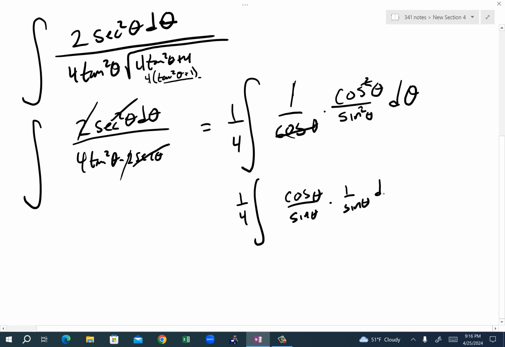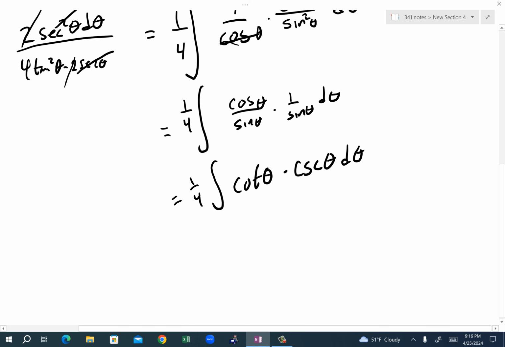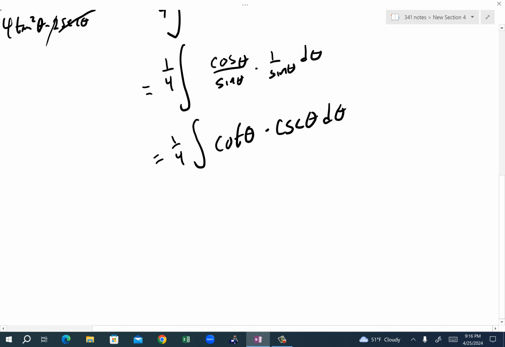This is cotangent cosecant. I've seen this before somewhere. Isn't that the derivative of cosecant? You're close. It's actually negative cosecant theta. Remember, the derivative of cosecant is negative cotangent cosecant. So we didn't have the negative.